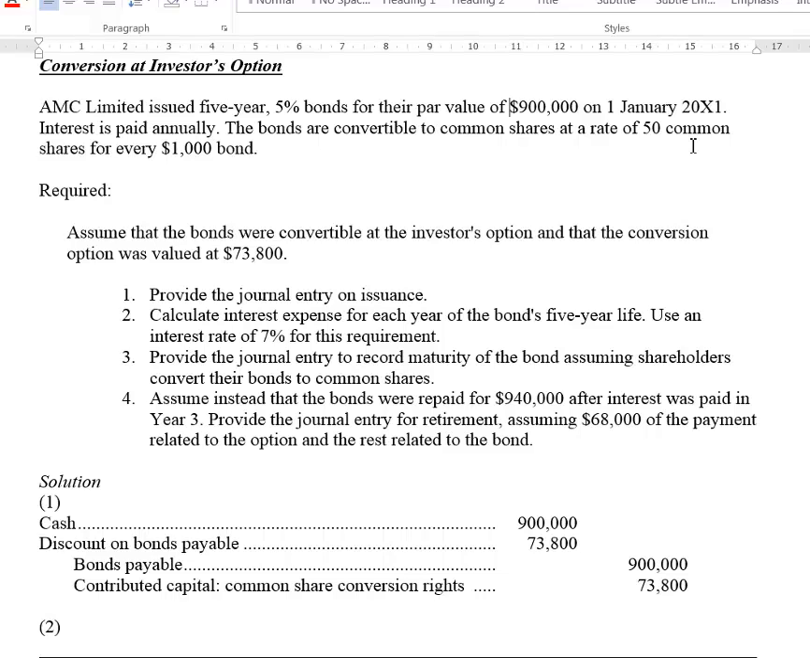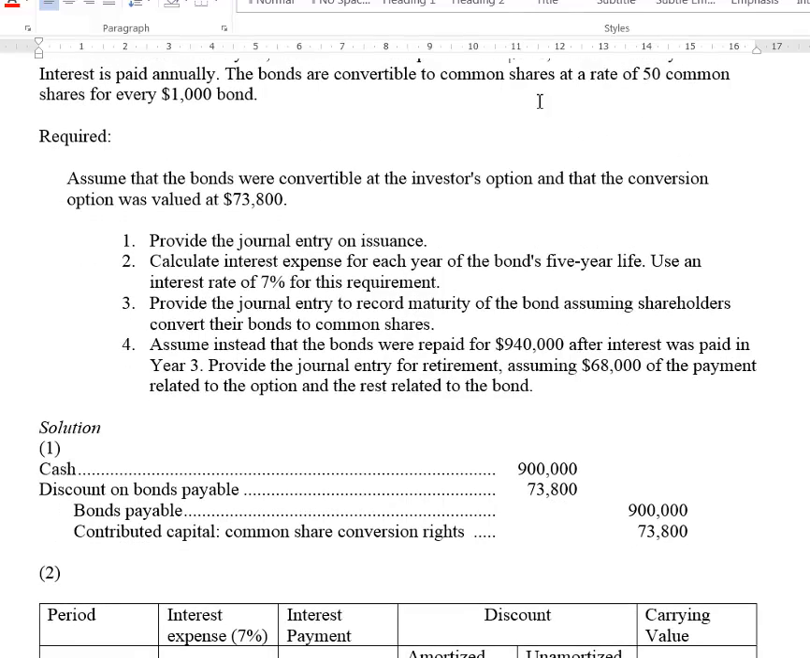Now, in the required, we want you to assume that the bonds were convertible, again at the investor's option, and the option to convert had a value. So the equity piece is valued at $73,800. Provide the journal entry at the issue date, calculate interest expense, and calculate the journal entry to record maturity of the bond, assuming that they were converted into shares. Then we have an early redemption or early retirement of the bonds, and we'll get to that in a moment.